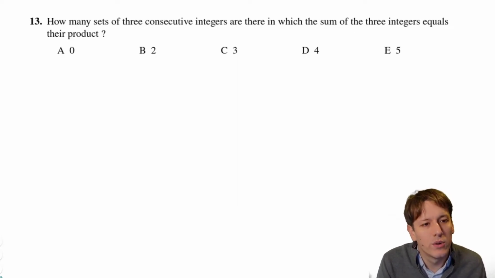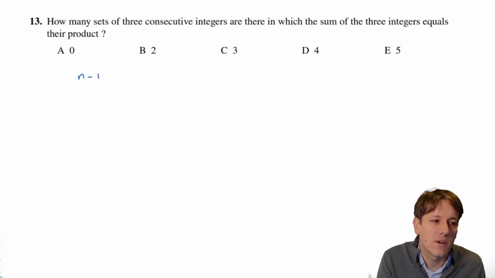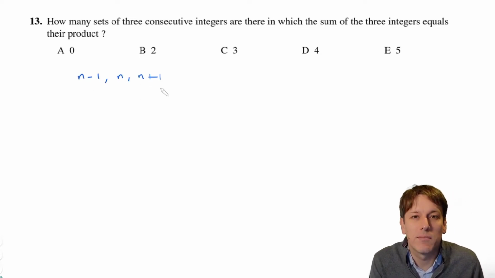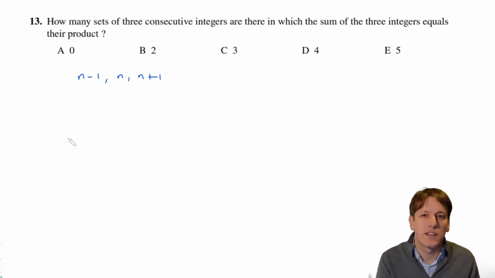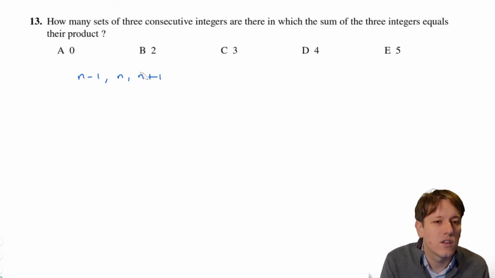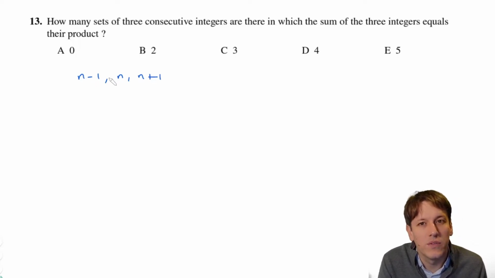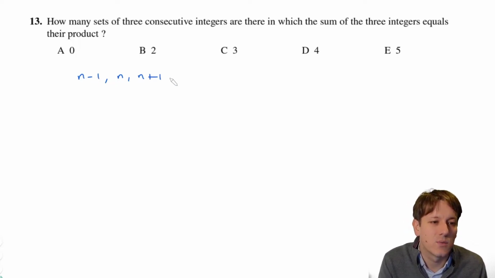So we're going to call the 3 integers n-1, n, and n+1. You could call them n, n+1 and n+2, but this makes the algebra particularly neat. So the sum of these, when I add them together, you see when you use n-1 and n+1, adding them together, the -1 and the +1 cancel out, and then we've just got 3n, and then the product is going to be n-1 times n times n+1.